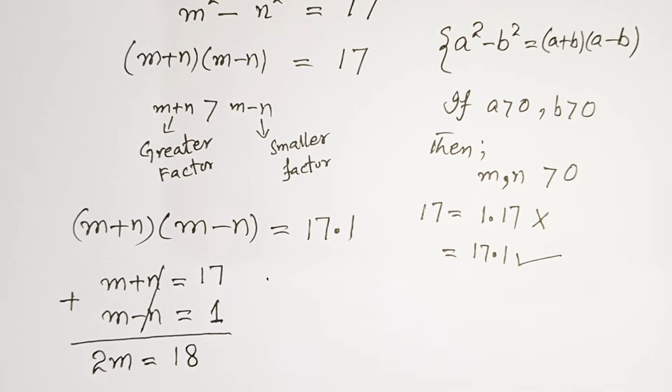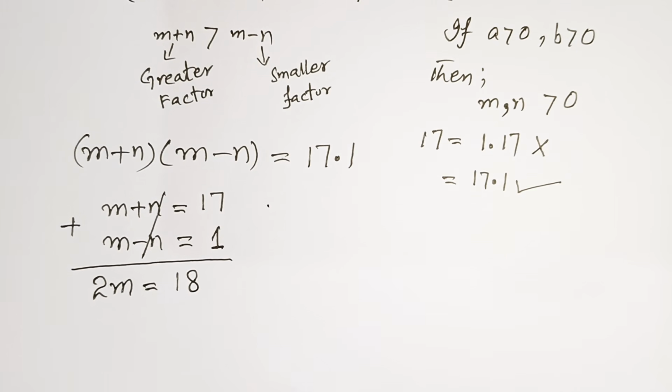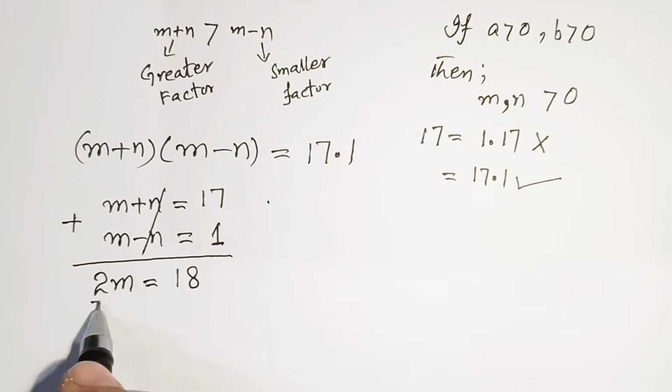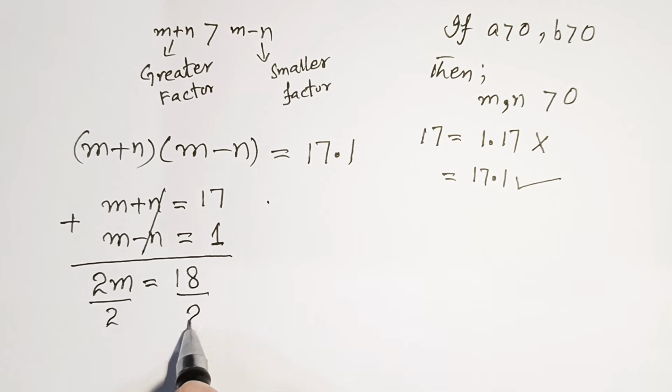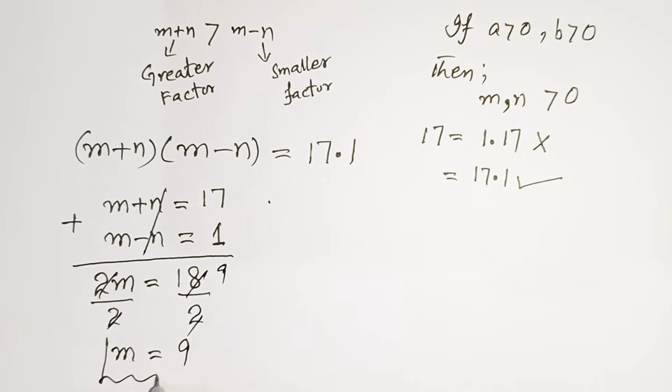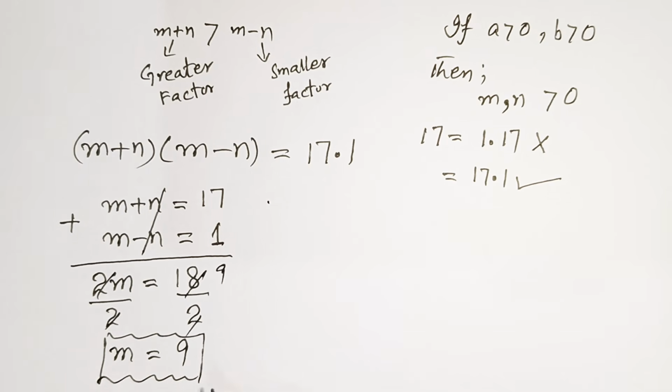Now dividing 2 on both sides, we get, here we have 2 cancel with 2, so the value of m is equal to 2 nines are 18. Then we get m is equal to 9. Now we can also find the value of this n.